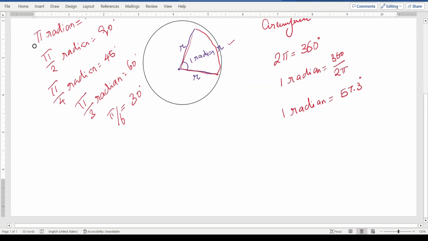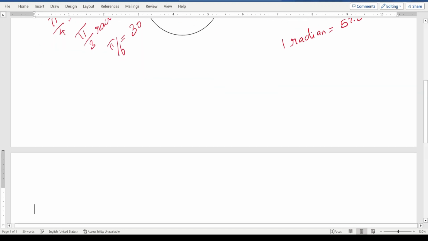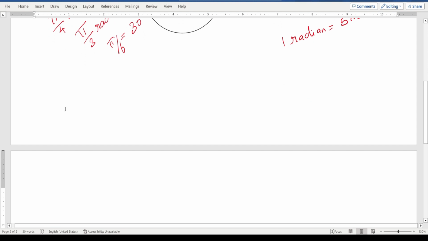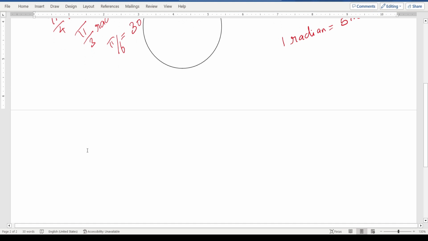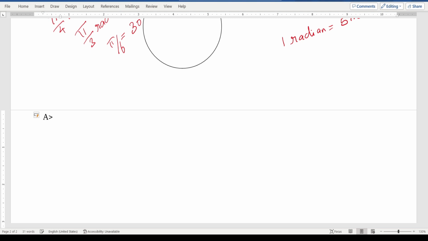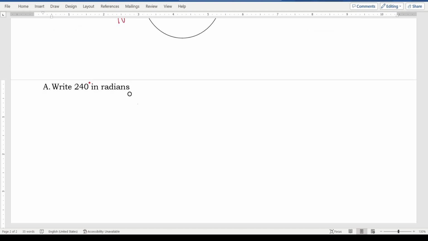Okay, now let us see some small example. Example 8. Write 240 degree in radians. What is the question? We need to find 240 degree in terms of radian.